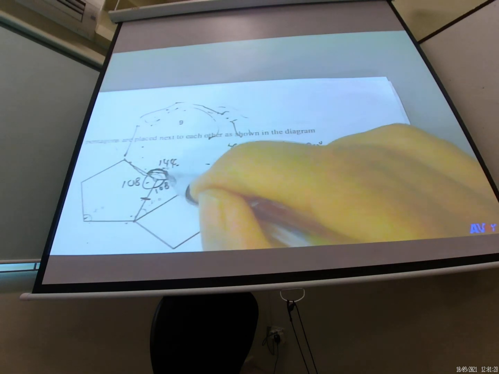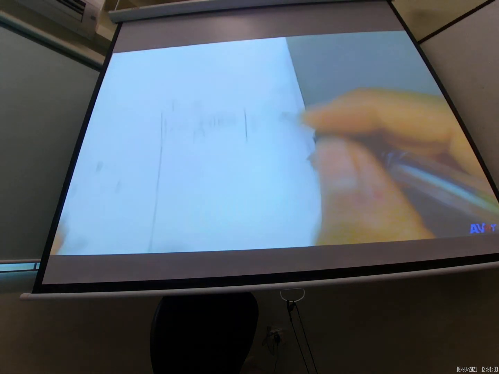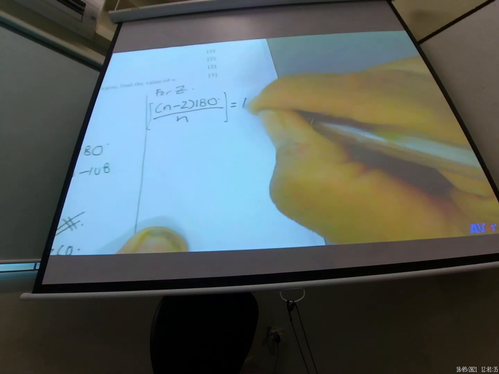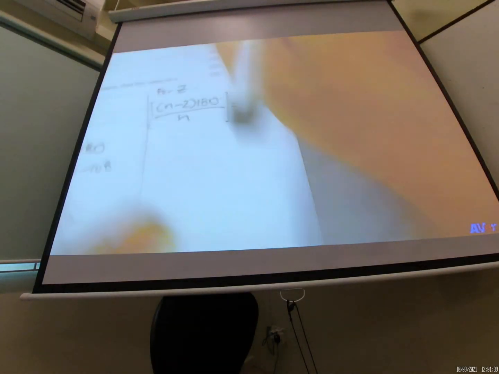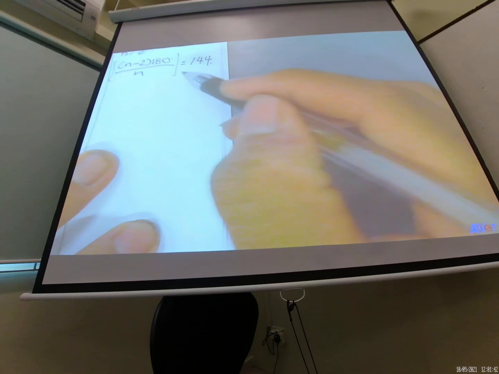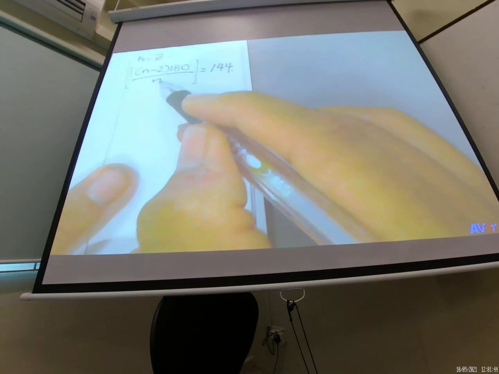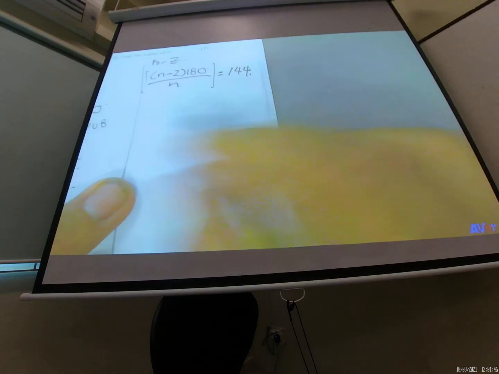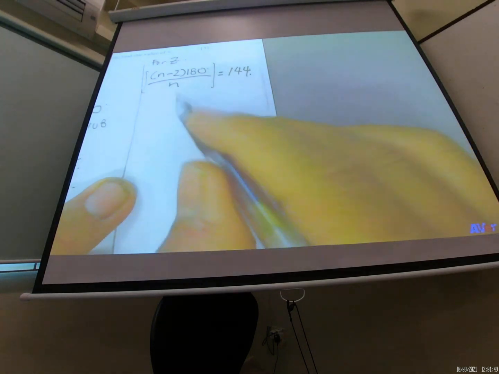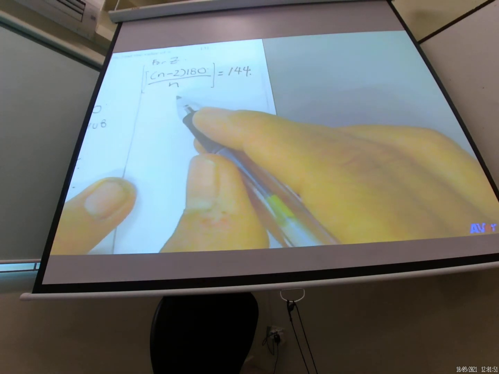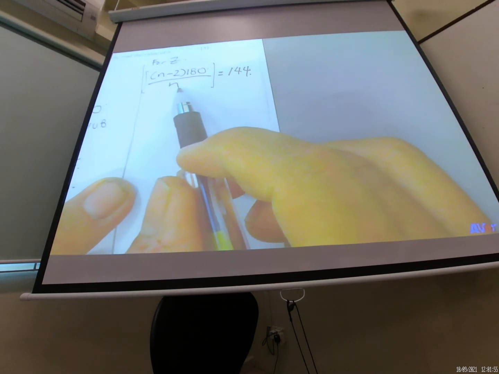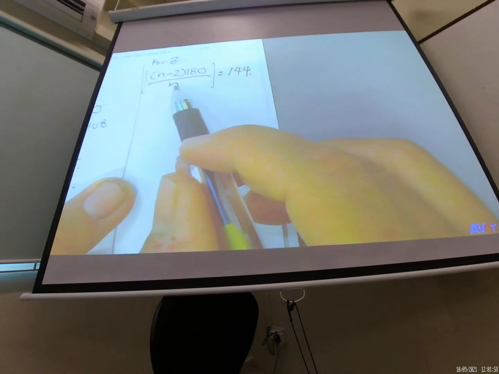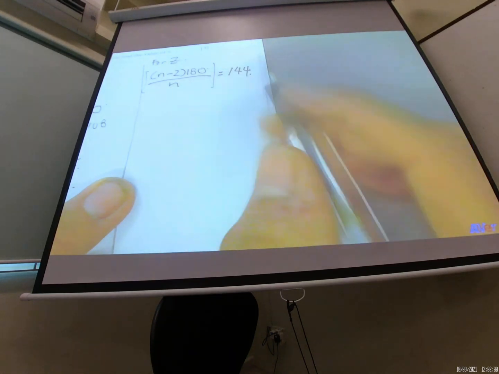And we already found that one interior angle is 144. So we will have formed an equation with only one unknown. We only don't know how many sides. If we solve this equation, we will be able to solve for n, which is the number of sides. We've got n in the denominator, so we will not be able to solve for n. We must multiply n to both sides.